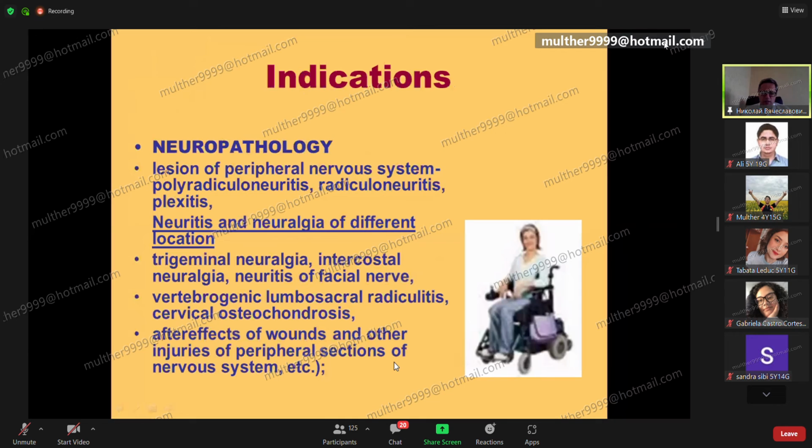of the procedure. Main indications for electrophoresis are lesions of peripheral nervous system, polyradiculitis, radiculoneuritis, plexitis, neuritis, neuralgia of different location, trigeminal, intercostal, facial nerve, vertebrogenic radiculitis, cervical osteochondrosis with compression of cervical nerves. And after effect of wounds and other injuries, peripheral section of nervous system.